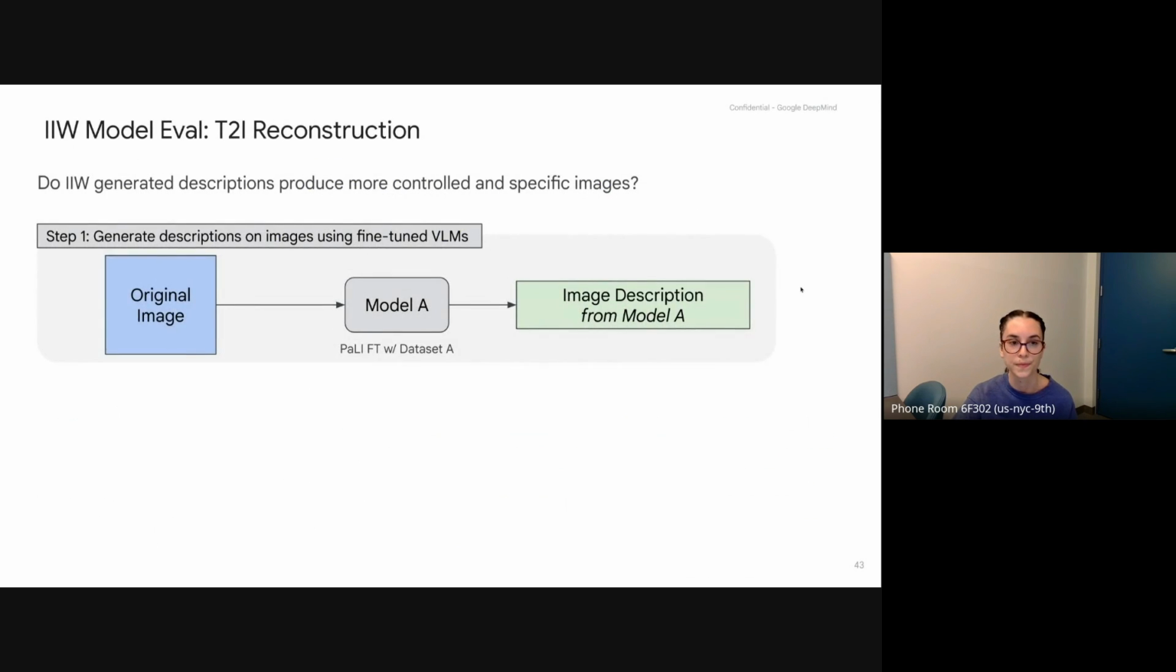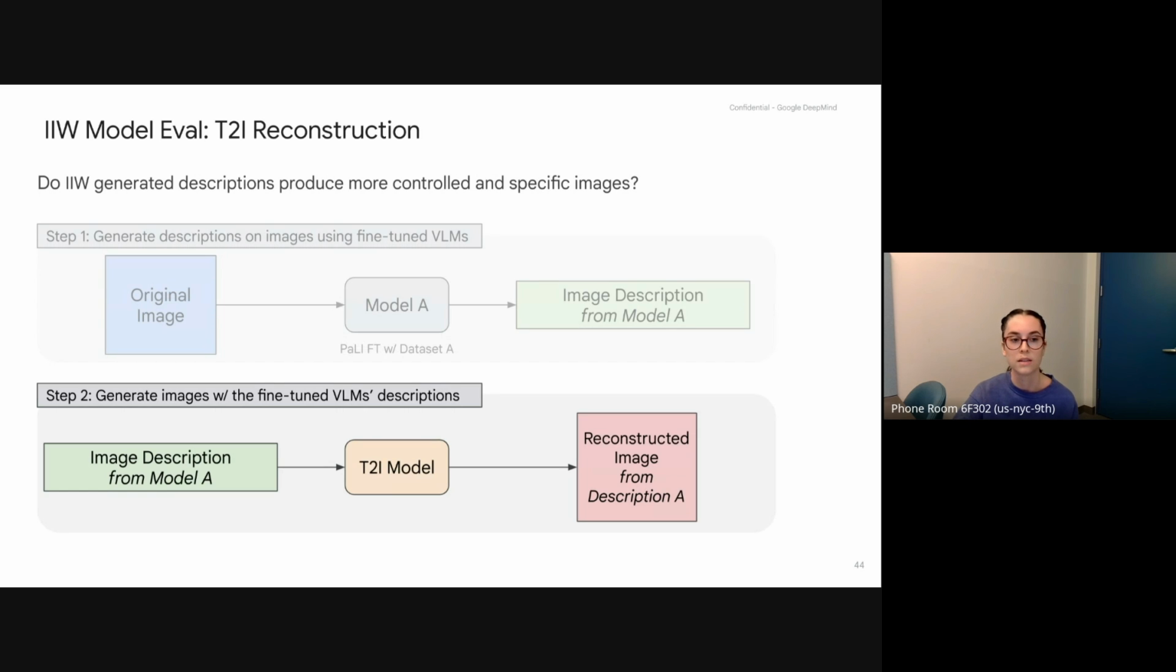Next. So moving on to the task evaluation portion and starting with the text-to-image reconstruction, again, the question that we're asking and want to evaluate is, do ImageInWords generated descriptions produce more controlled and more specific images? And so the first step in our task methodology or experiment setup is to actually generate descriptions on images using our fine-tuned models. So we take images, these original images are a subset of Localized Narratives, and we pass them through our fine-tuned models. So they're either fine-tuned with ImageInWords, fine-tuned with DCI or Docci. And then we generate these image descriptions from each respective model.